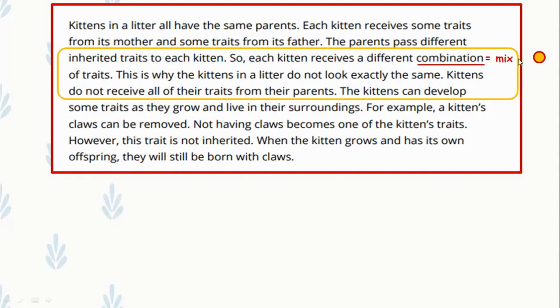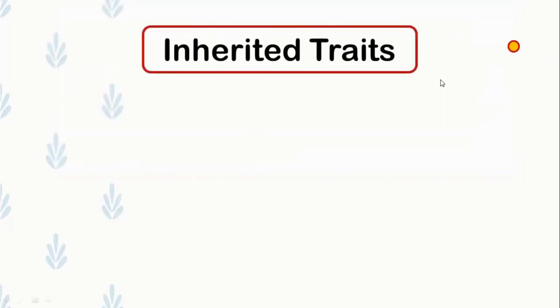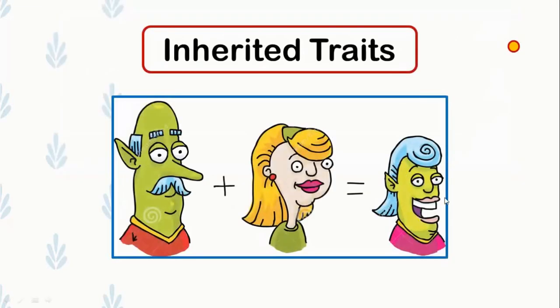Okay, so let's have an example to make it much more clear. Let's take a look at this baby alien over here, or offspring. This baby alien took from her father the hair color, the eye shape, the ear shape, and the skin color. And she took from her mother the nose shape and the mouth shape. And this is a combination, or a mix, of inherited traits.